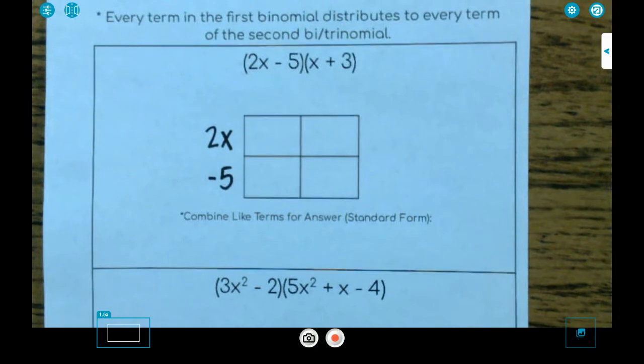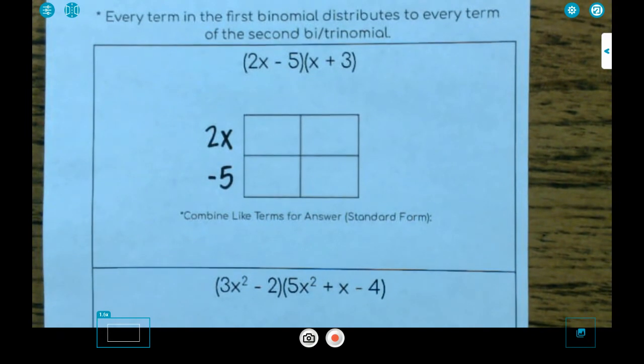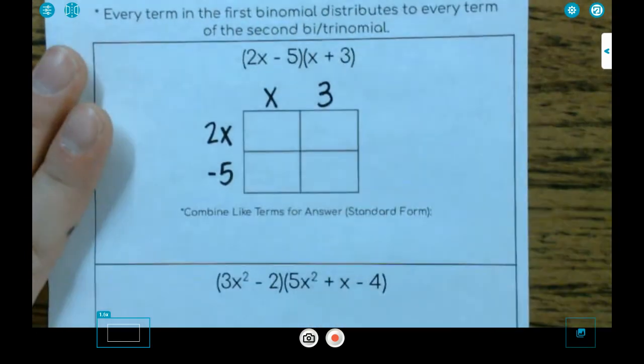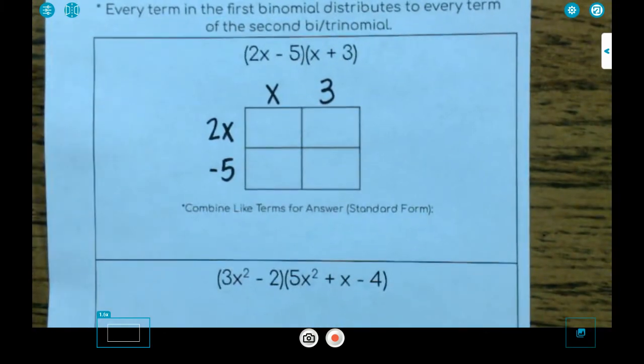Then the next thing that we're going to do is we're going to write the other binomial, in this case, across the top. So we're going to write x right here. We're going to write 3 right here. And I just wrote 3. I didn't write plus 3 because I only need the negative if it's negative. Any questions as to what I've done?